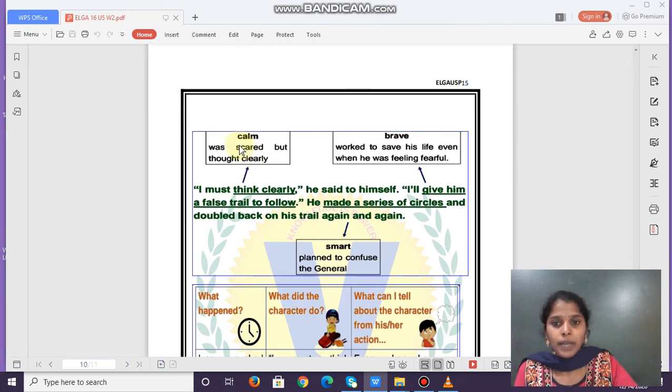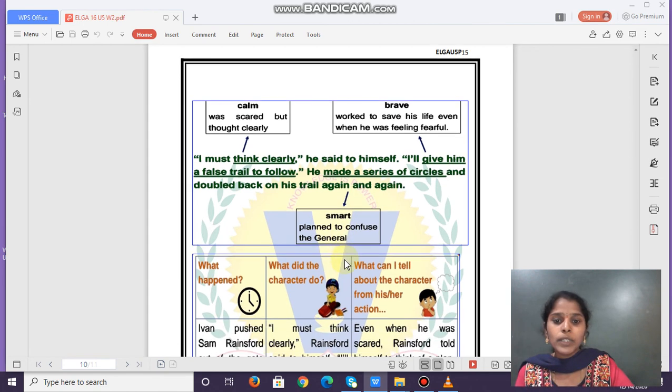Here, was he calm or scared? Did he think clearly? Yes, his brave mind worked to save his life even when he was fearful. I must think clearly, he said to himself. I will give him a false trail to follow. He made a series of circles and doubled back on his trail again and again. Here, the smart thing is he planned to confuse the general.